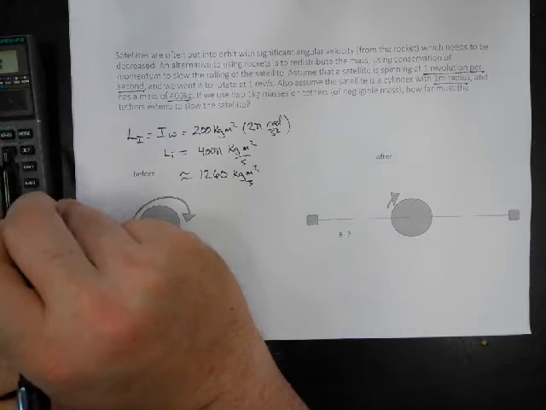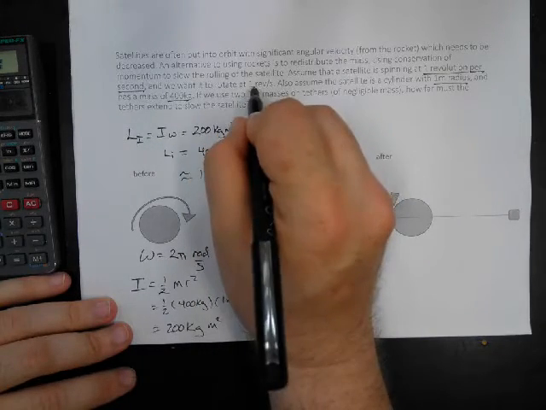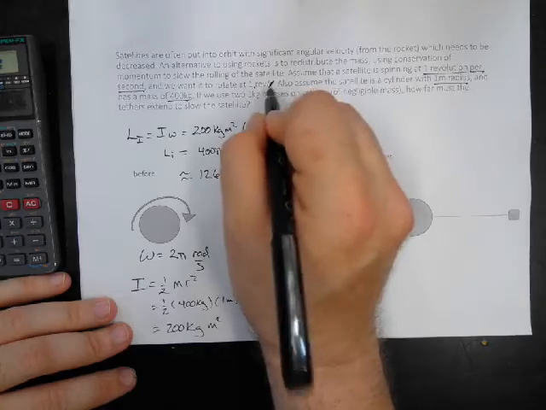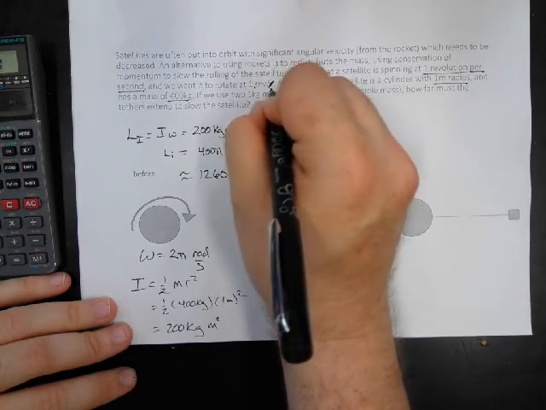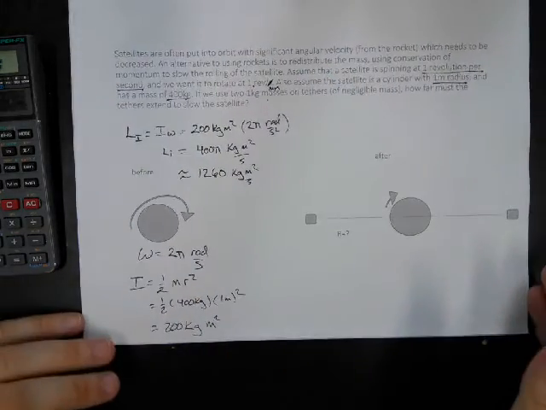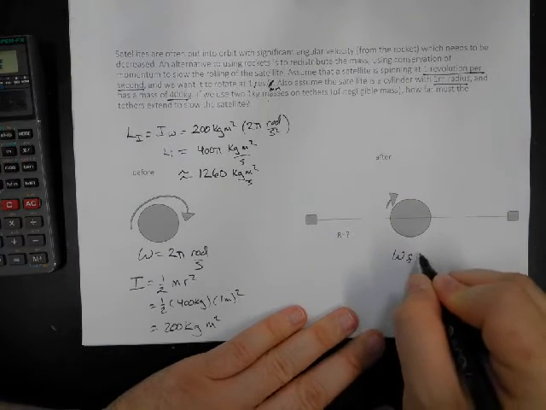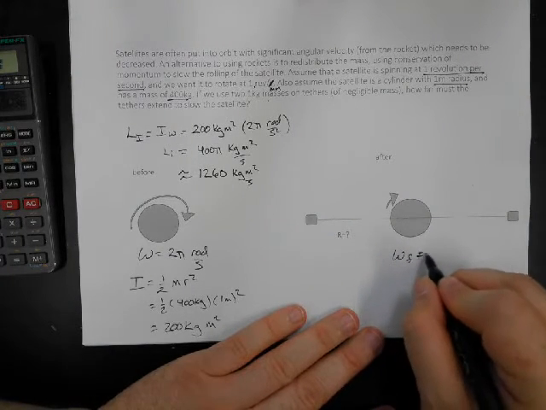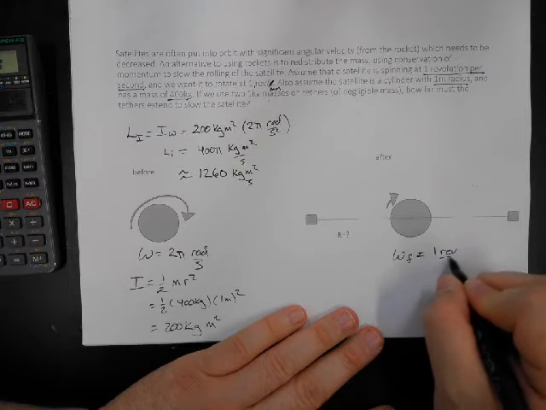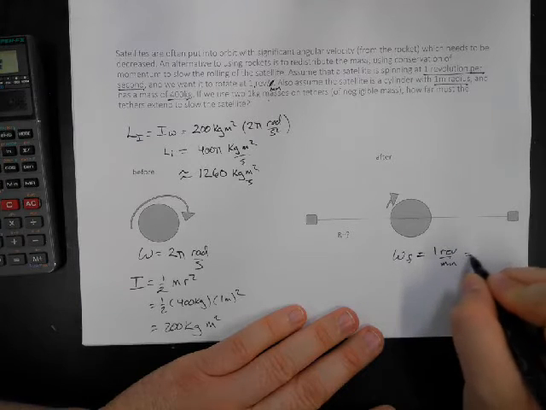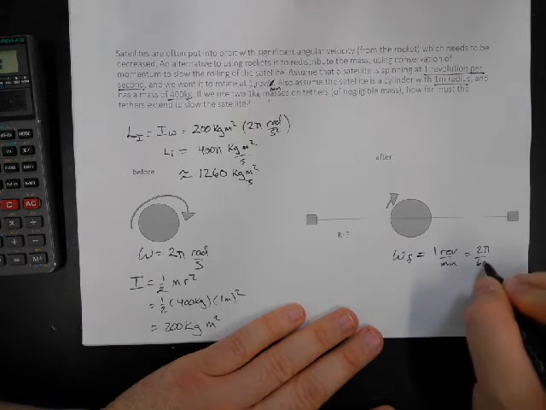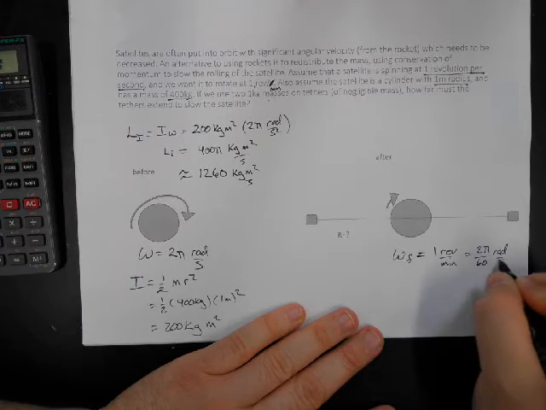And we're going to slow it down. There's a typo here. Let's make it 1 revolution per minute. So we want to slow it by a factor of 60. So over here, our final velocity is going to be 1 rev per minute. And that's going to be 2 pi over 60 radians per second.